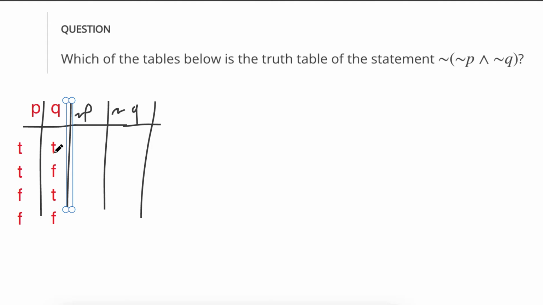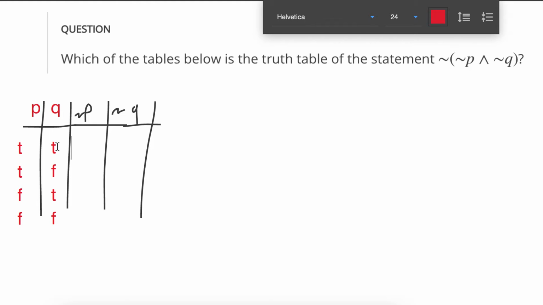That means the opposite. If P is true, then the negation of P is going to be false. So P is true, so the negation of P is false. P is true again in this row, so false. P is false, so the negation of P is true. Same thing here. And then do the same thing for the negation of Q.